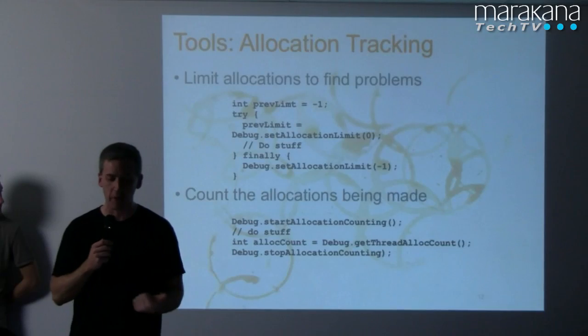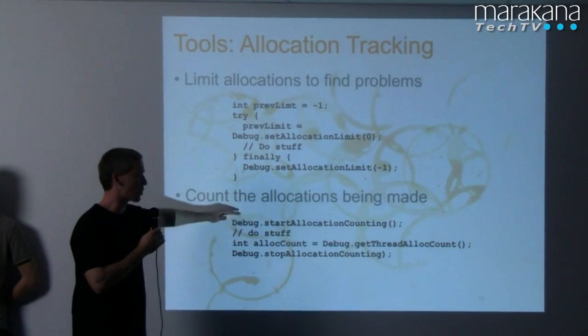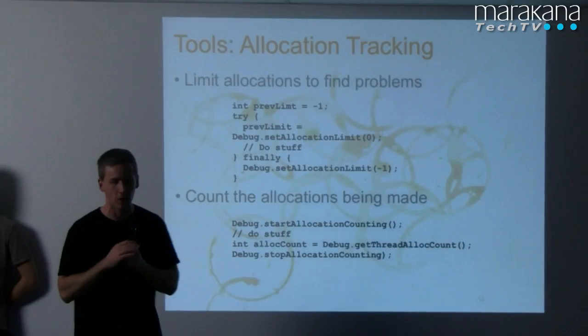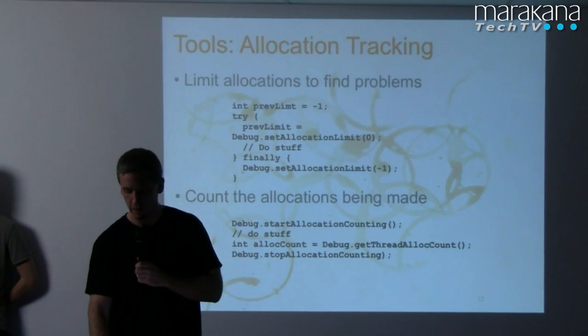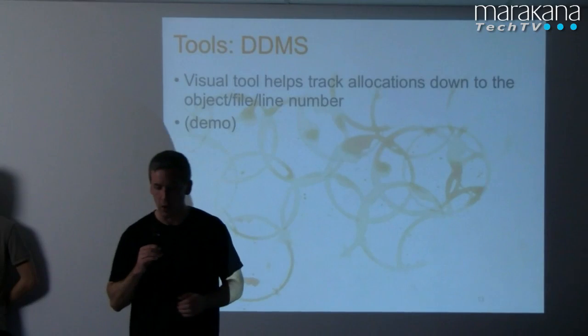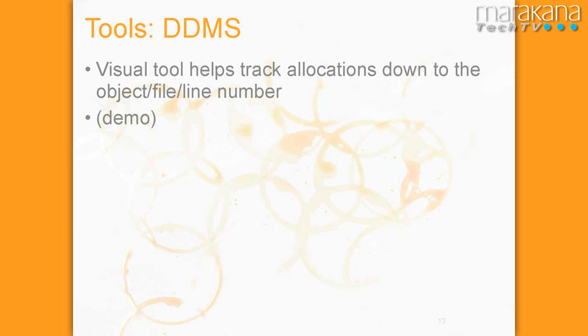And you can also count the amount of stuff being allocated with this other call down here to start allocation counting, and then you can go ahead and request the allocation count that's currently been made. So DDMS is the tool to know about. It's actually sort of the Uber tool that has several tools inside of it. So let's take a look at a demo here.